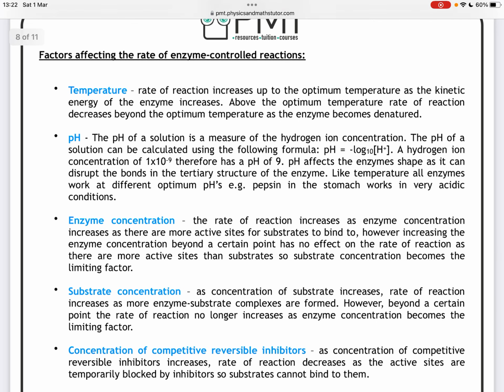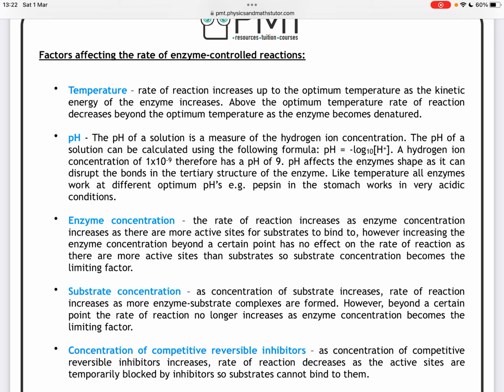I know you've known about temperature, but let's revise. Temperature: basically, the rate of reaction increases up to the optimum temperature as the kinetic energy of the enzyme increases. Above the optimum temperature, the rate of reaction decreases as the enzyme becomes denatured.